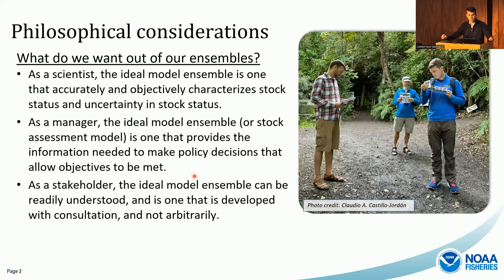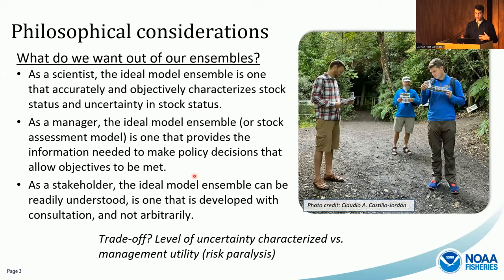And if you're a stakeholder, the ideal model ensemble is one that you can understand, one that was developed perhaps with consultation for things that you find important to take into account, and also not done in an arbitrary way. And there's a lot of overlap between these different objectives, but it's possible that they take you in some different directions. And so this can lead to perhaps a trade-off between the level of uncertainty that's characterized and the overall management utility, this idea of risk paralysis. So we can discuss how these different things should be considered, but stock assessment's not taking place in a vacuum. There are some other things going on out there.